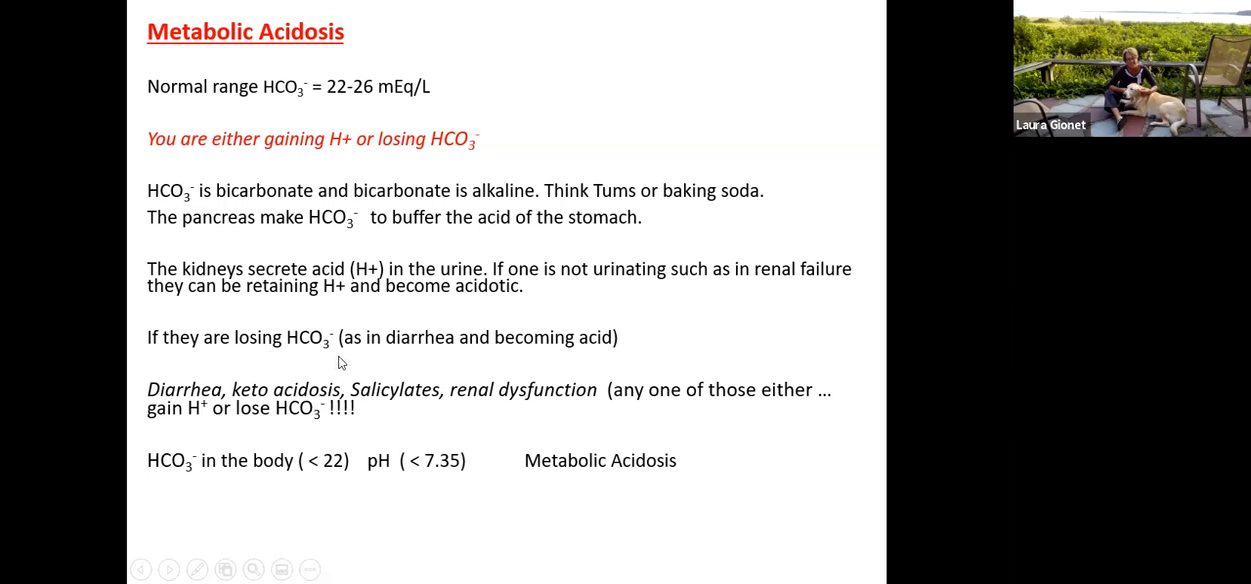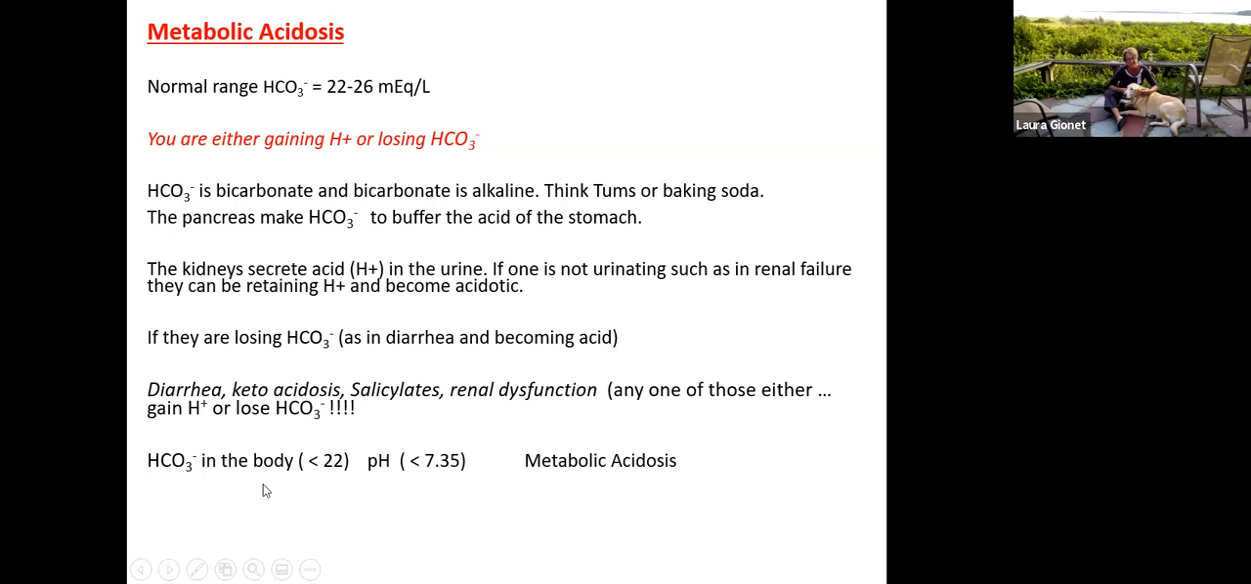If you lose a lot of bicarbonate, as in diarrhea, right? We said prolonged diarrhea, then we can become acidotic. So we just mentioned a couple sources of gaining hydrogen ions or losing bicarbonate. When it comes to diarrhea, we're losing bicarbonate. Ketoacidosis, that is increasing your hydrogen ions. Salicylates, ingesting too many aspirin, because that's salicylic acid. Maybe renal dysfunction. Any one of those is causing either a gain of hydrogen or a loss of bicarbonate.